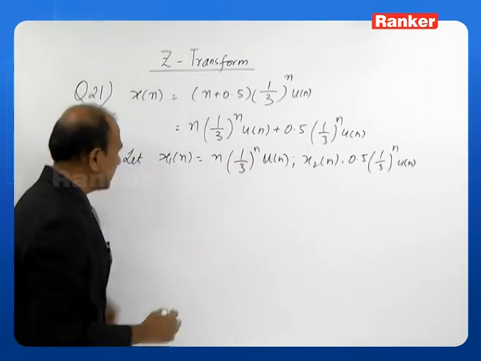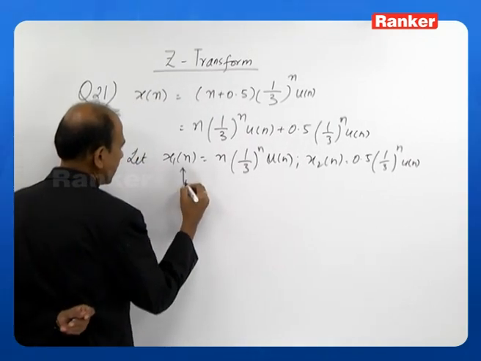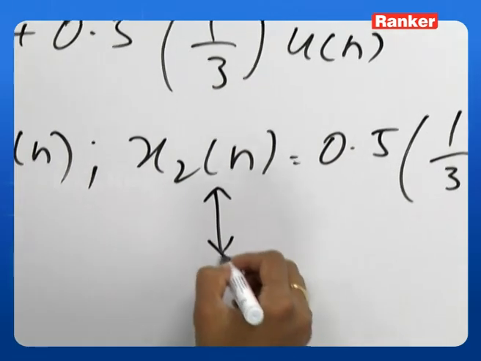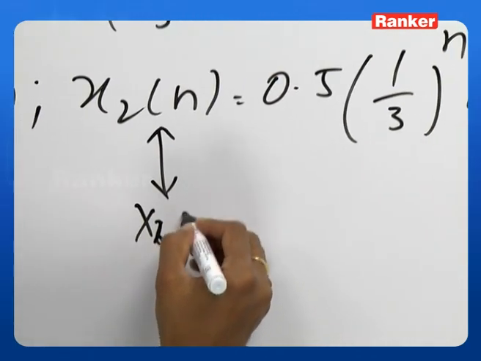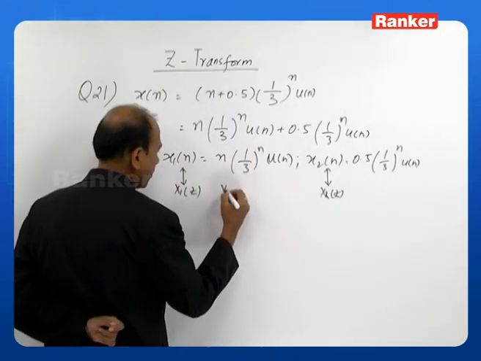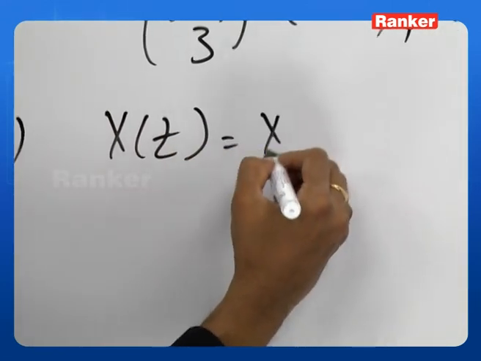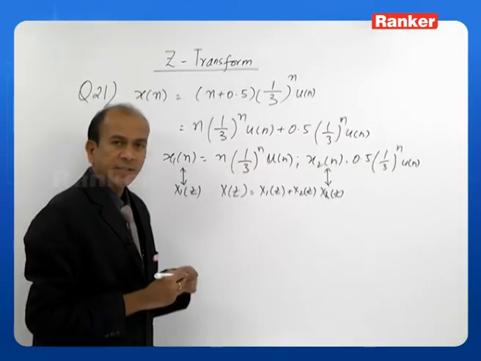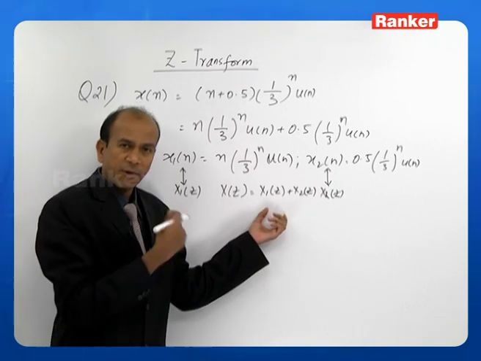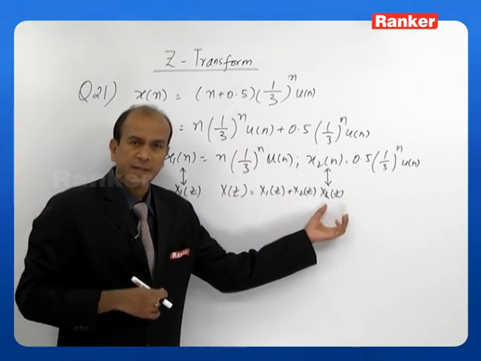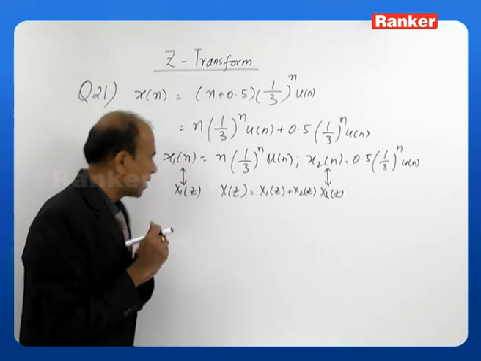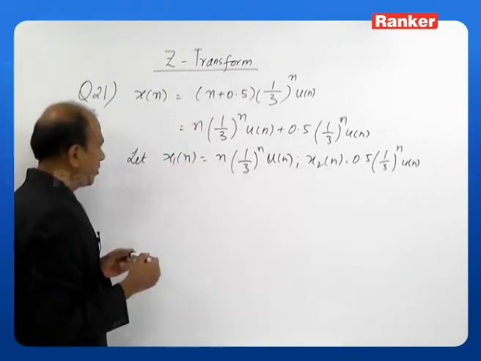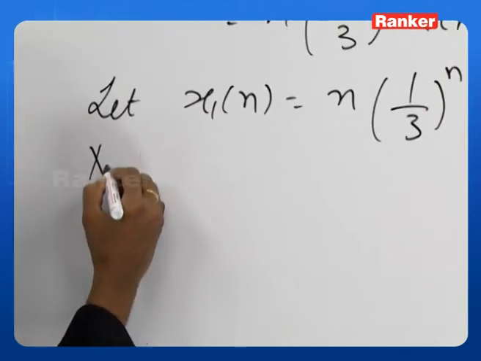Now let us say that x1 of n has a z transform x1 of z and x2 of n has a z transform x2 of z. Then x of z will be the summation of x1 of z plus x2 of z. So this is our endeavor. Now we have to calculate x1 of z separately and x2 of z separately, and add those two. Now let us solve this. Let us take the first problem and calculate x1 of z first.